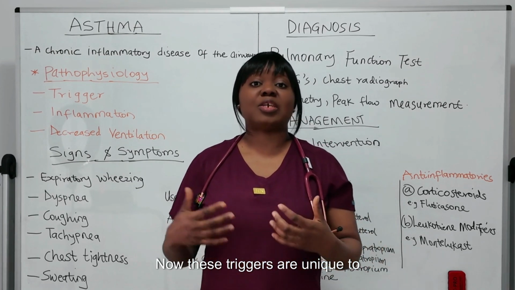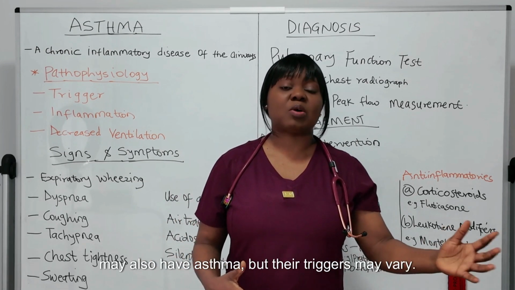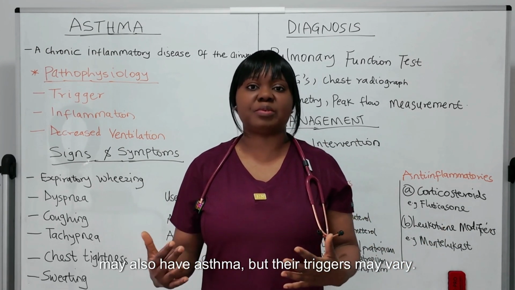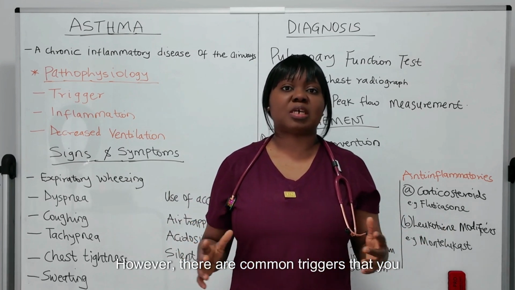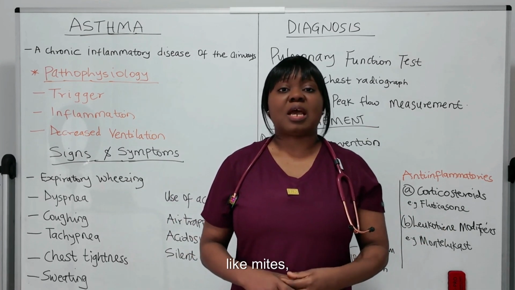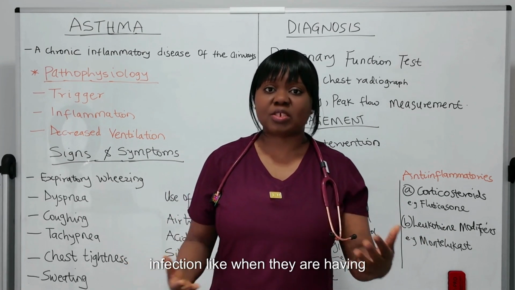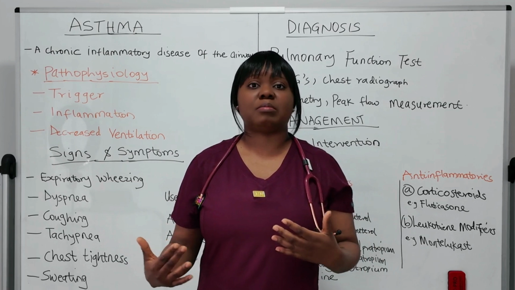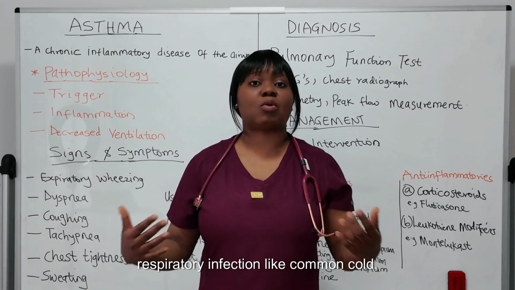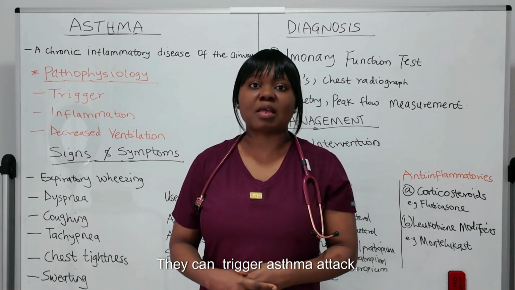Now, these triggers are unique to individuals. Somebody may have asthma, another person may also have asthma, but their trigger may vary. However, there are common triggers that you want to note. These include things like dust mites, pollens, infection, like when they are having a respiratory infection, like common cold or viral infection, they can trigger an asthma attack.